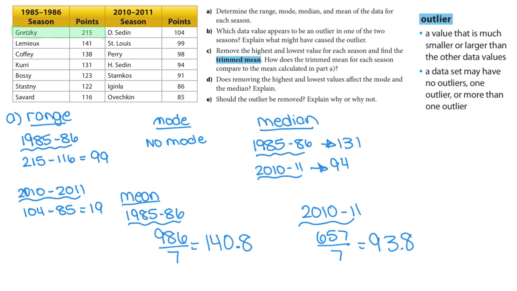So what that does is it causes the data, when we do these measures of central tendency and we look for things like the mean, it causes a great deal of discrepancy. So for part B, we are going to call 215 an outlier.